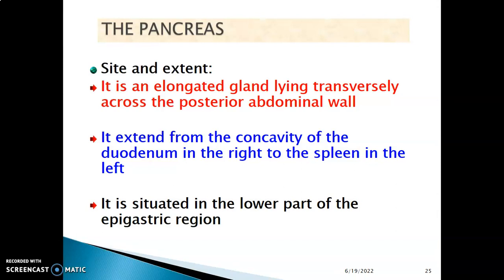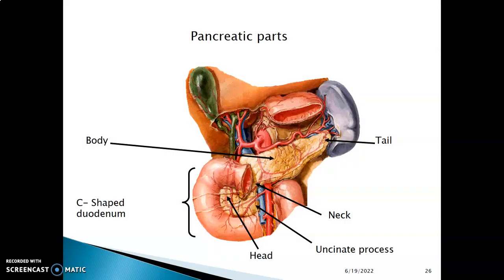So next we discuss the pancreas. The pancreas is an elongated gland in the posterior abdominal wall. It lies transversely, extending from the concavity of the duodenum on the right and terminating at the hilum of the spleen on the left. So the pancreas is situated in the lower part of the epigastric region of the abdomen.